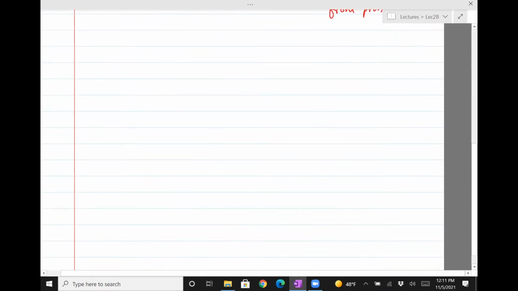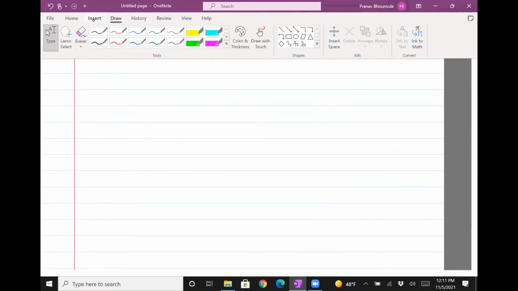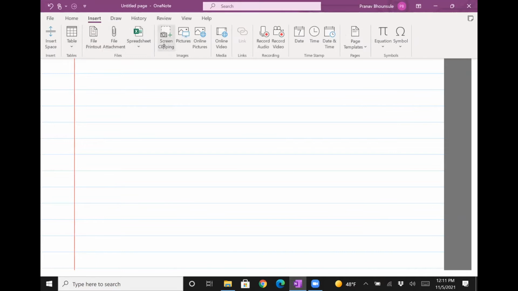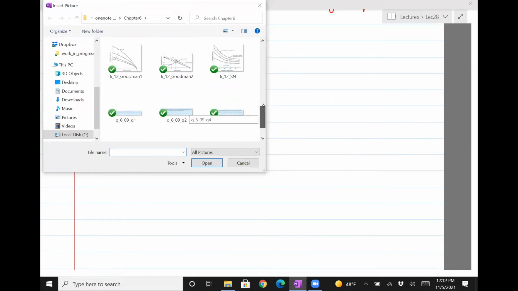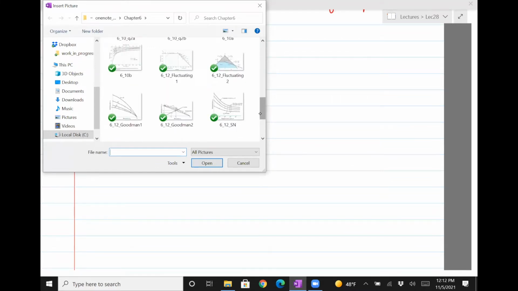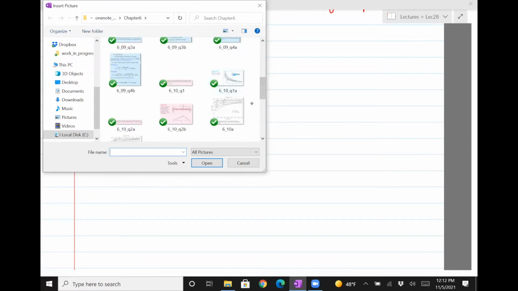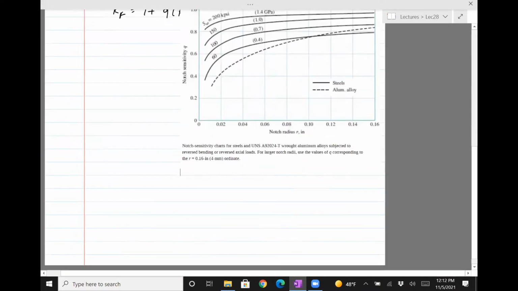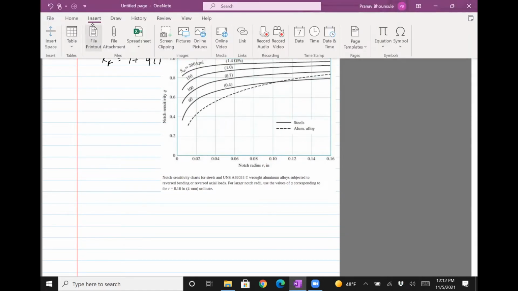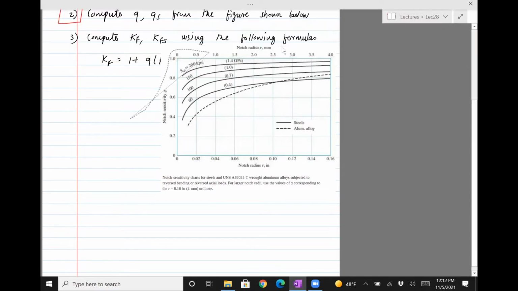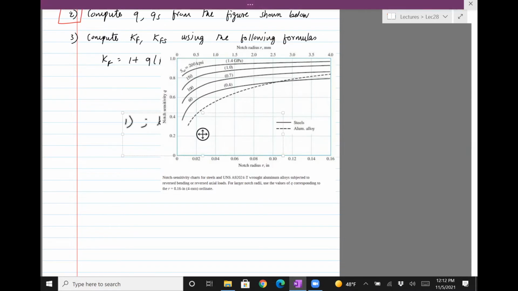You know, let me see how I can put these figures, embed these figures from the book. Insert picture. Okay. No, it's not going to work.